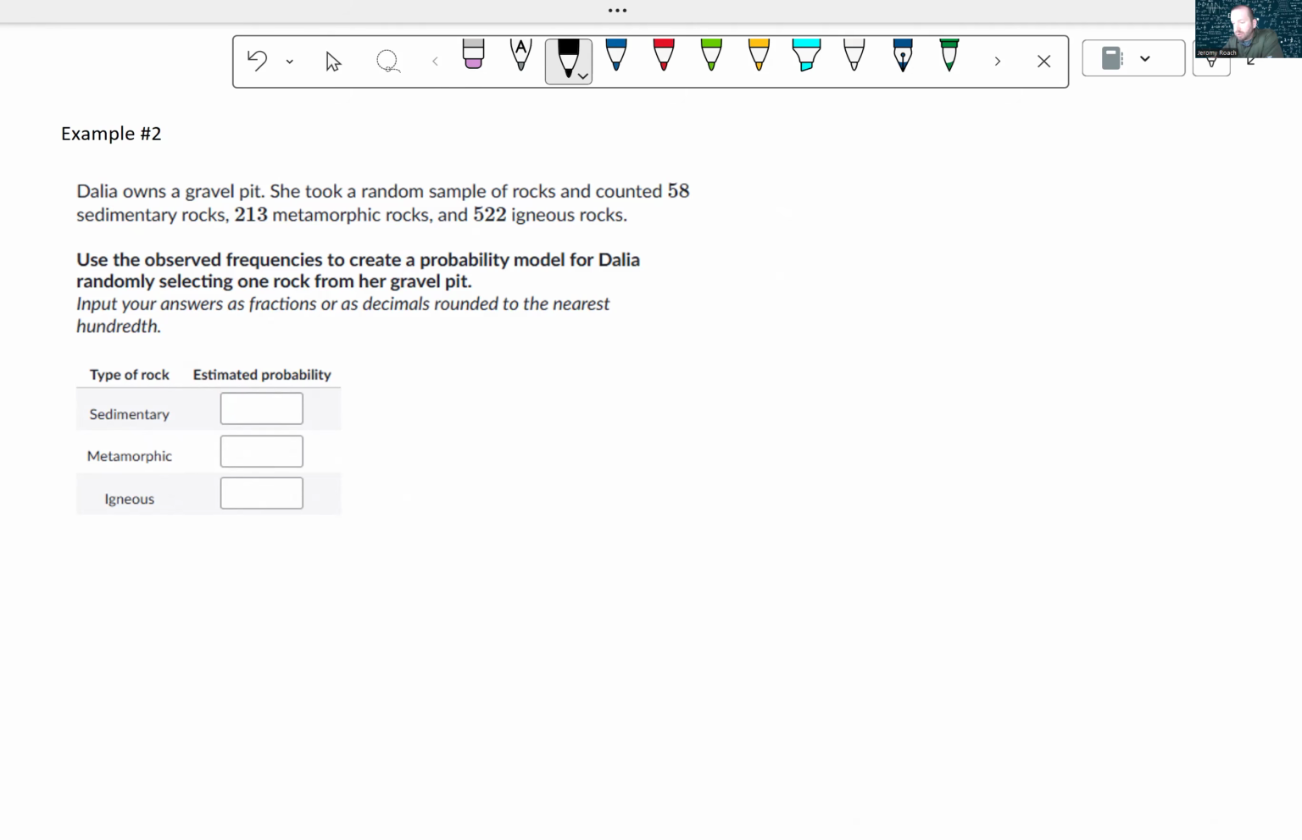So we have the types of rocks, 3 types of rocks, and we want to find the probability. Now, the first thing that we should do is calculate the total.